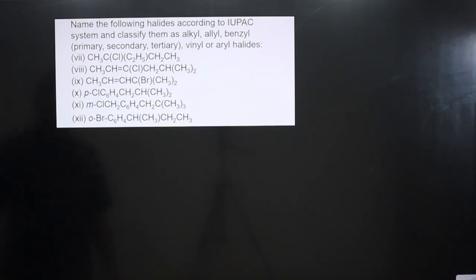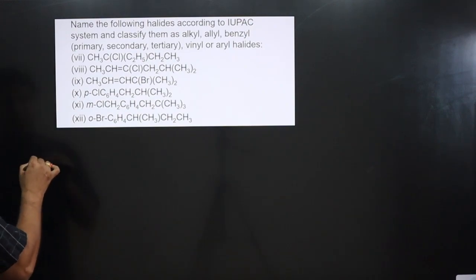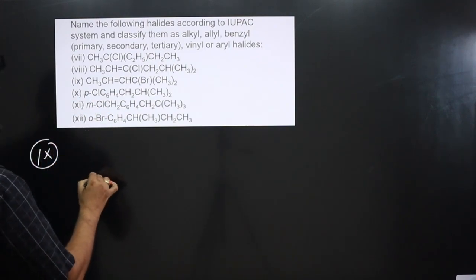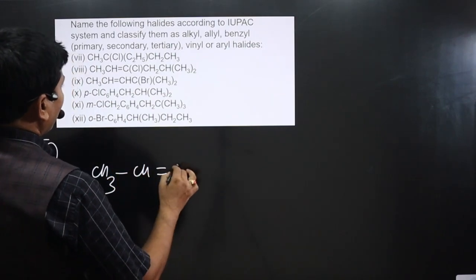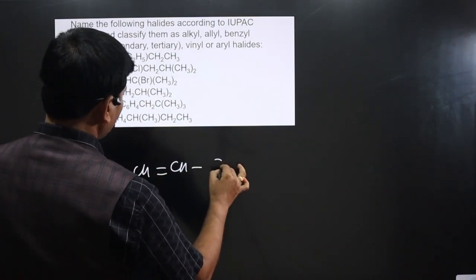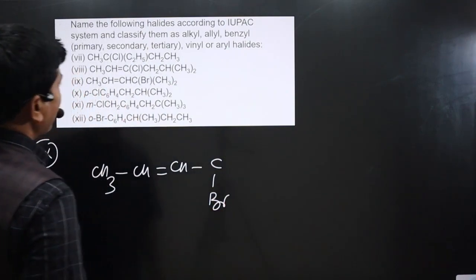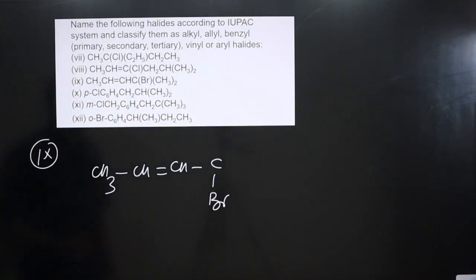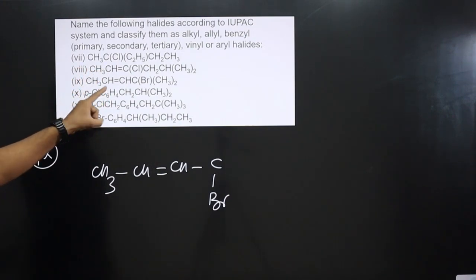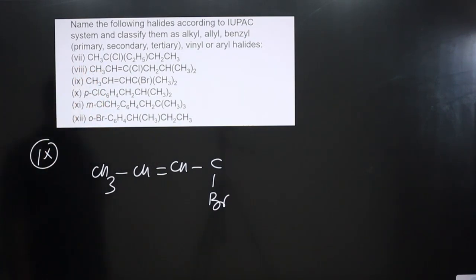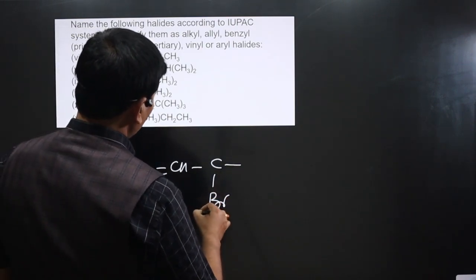Ninth one. First we have CH3, and then we have CH double bond, and then we can see CH, and we have C, and we can see Br is there. And luckily we got an allyl halide. The eighth one was vinyl, and the next one is allyl.